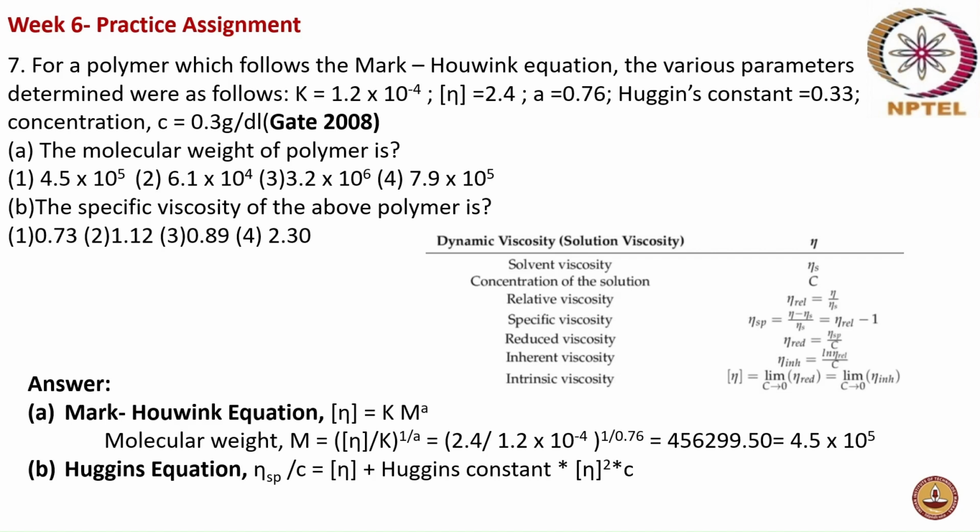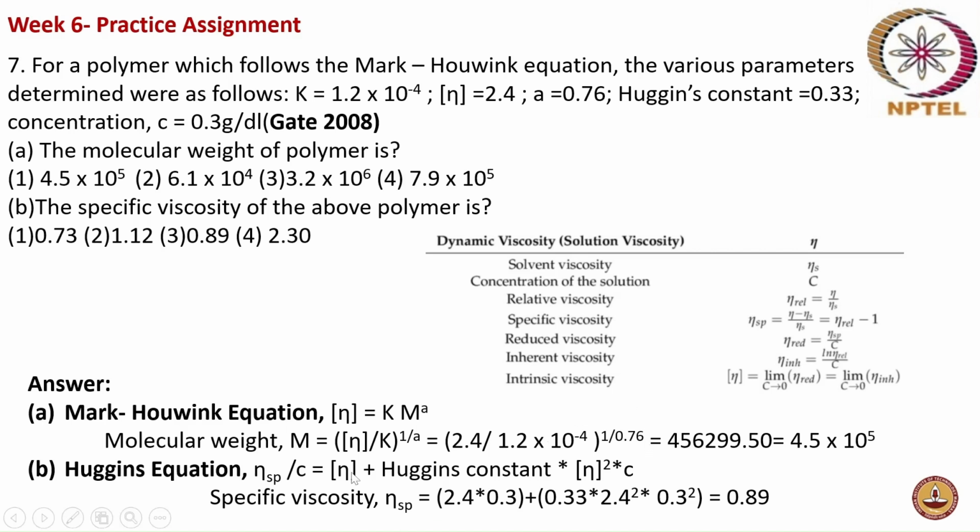Ma'am, it's 2.4. Okay, you're getting 2.4. Let's see how it is. It's actually 0.89. So you have your intrinsic viscosity as 2.4.